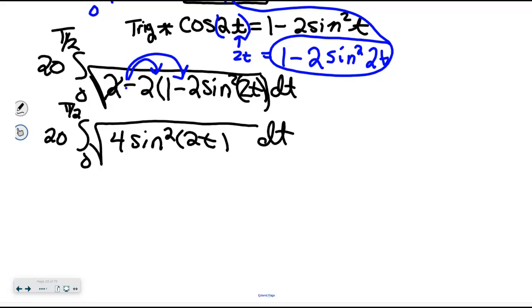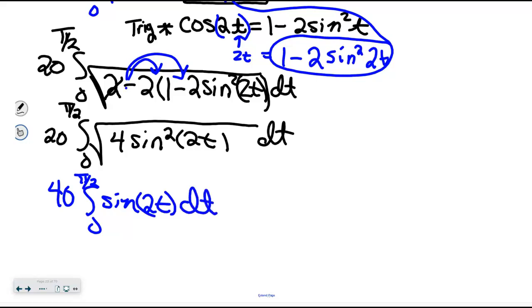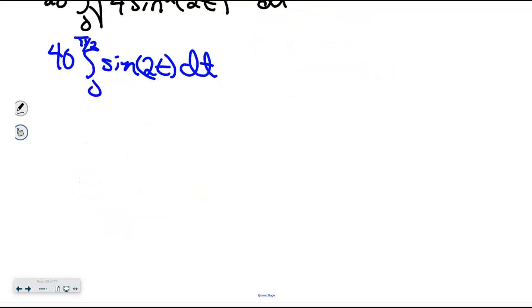All right? So what's going to pop out of here? 2. So I've got a 40 that'll come out, and then also in here a sine of what? 2t. Perfect. Now, next step. How do I integrate sine of 2t? You sub. Exactly. Who's u? All right, u equals 2t, du equals what? 2dt.